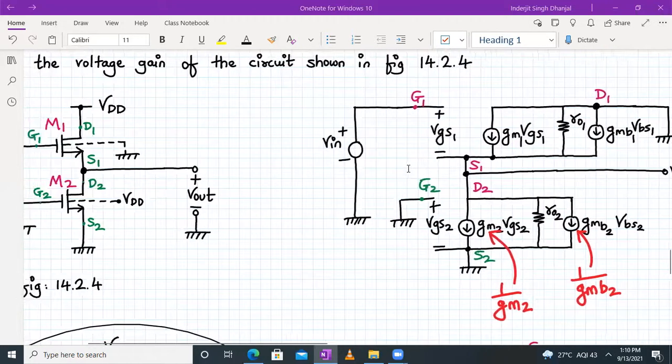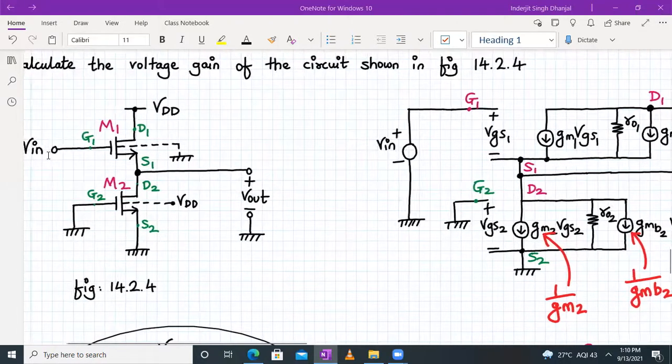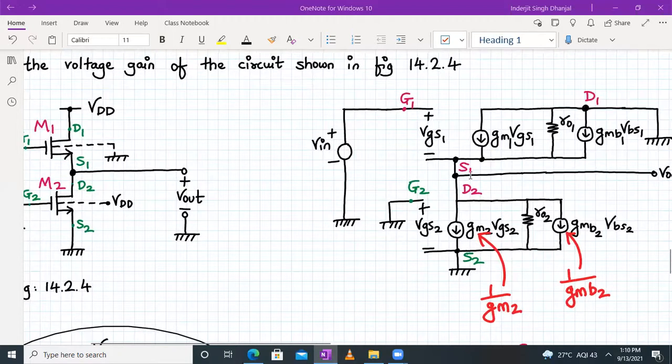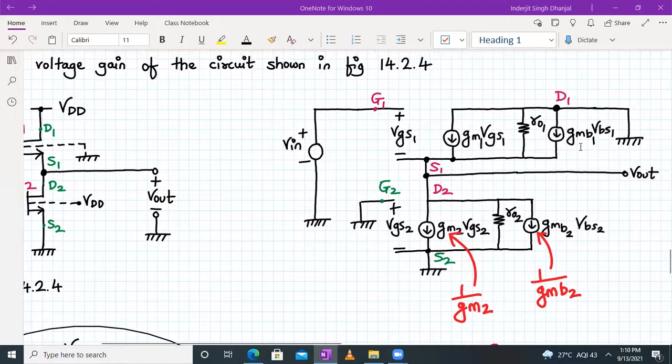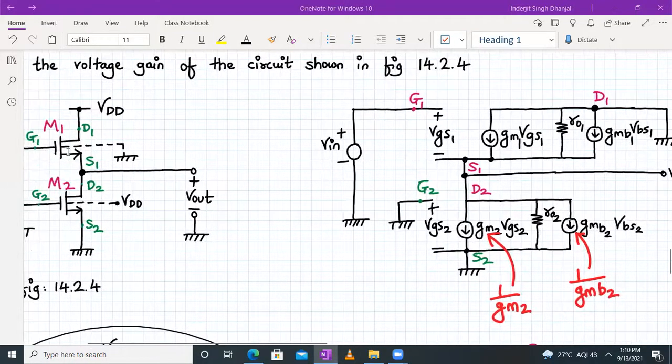Let us continue our discussion. Over here, for the M1 transistor first, the gate terminal is connected to Vin. The source terminal of the M1 transistor is connected to the drain terminal of the M2 transistor. And from drain 1 to source 1, we have gm1 VGS1, RO1, and gmb1 into VBS1. The drain 1 terminal is connected to the ground. Now let's talk about source 1.